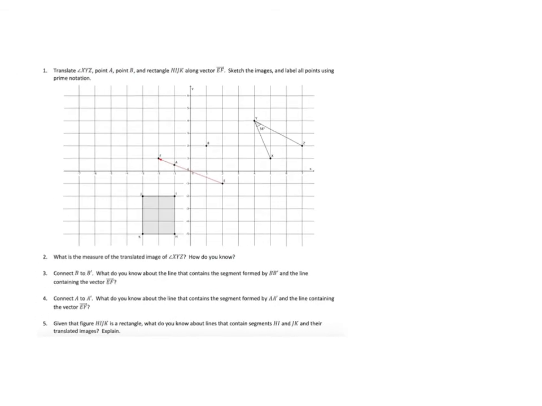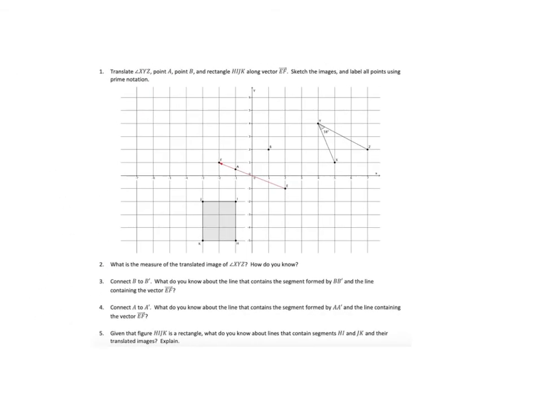All right, for this it says translate angle XYZ and point A, point B, and this rectangle along vector EF. Okay? So if you don't see it, here is vector EF. It's this red line right here. Sketch the images and label all points using prime notation. So one thing I want to show you here is this vector is showing that we're going up 1, 2, and then left 1, 2, 3, 4.